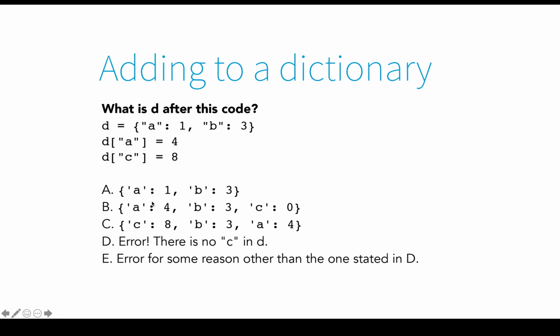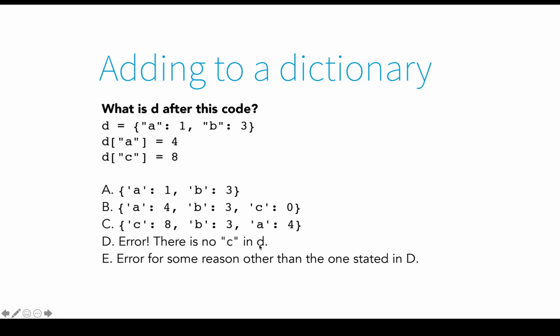So in this case, we already know that A has to equal 4. And B doesn't change. And C says 0 here. That happens not to be the case. In this case, C equals 8, B equals 3, and A equals 4. And as you can see, it's not in the same order anymore. It doesn't get added to the end. And the truth is, I believe it's C, because dictionaries do not have an order.